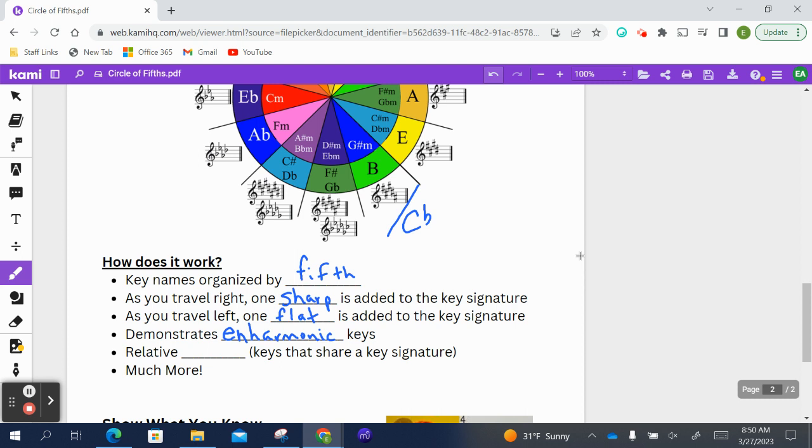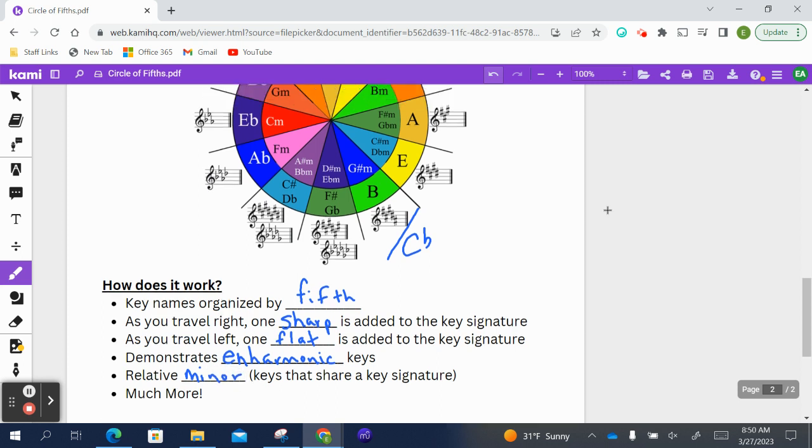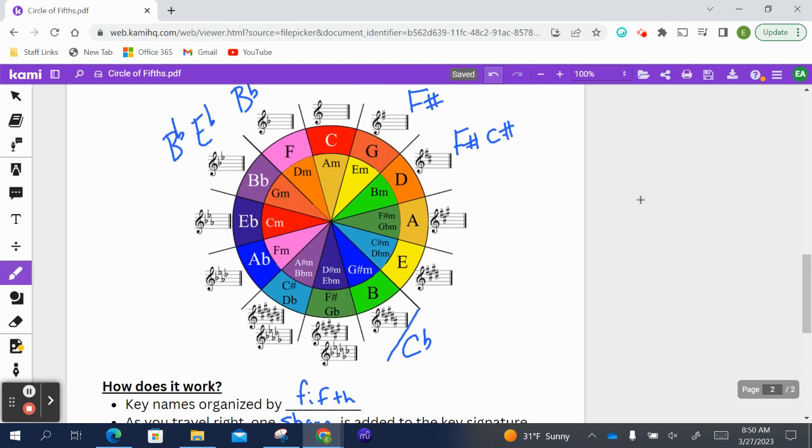The circle of fifths also shows you relative minor keys, which are keys that share a key signature. We didn't really get into this in this unit, and we're not going to this year at least, but on the inside of the circle of fifths, we have minor keys listed, and you'll see that every minor key is related to a major key because they share a key signature. And so the key of A minor has the same key signature as the key of C. The inside of the circle of fifths works in a very similar way to major scales. It just has to do with minor scales.